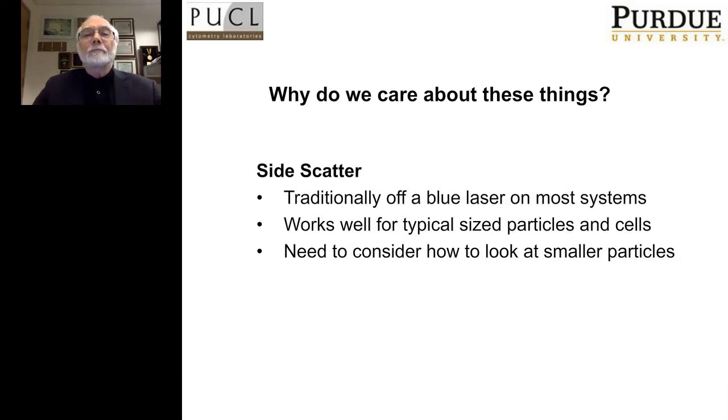And finally, in terms of side scatter, I would say that a great majority of instruments probably take their side scatter signal off the blue laser, the 488 laser on most systems. And this works very well for blood samples, for cell lines, and for reasonable size particles. And so maybe there are some advantages to looking at alternatives for smaller particles.